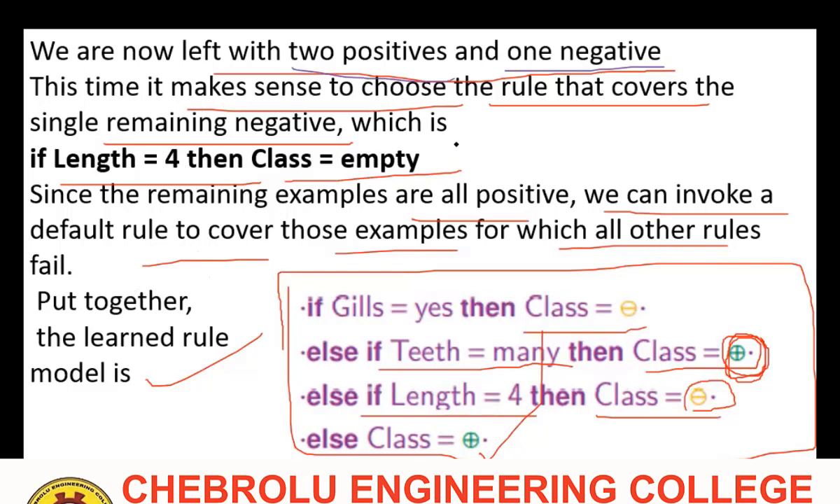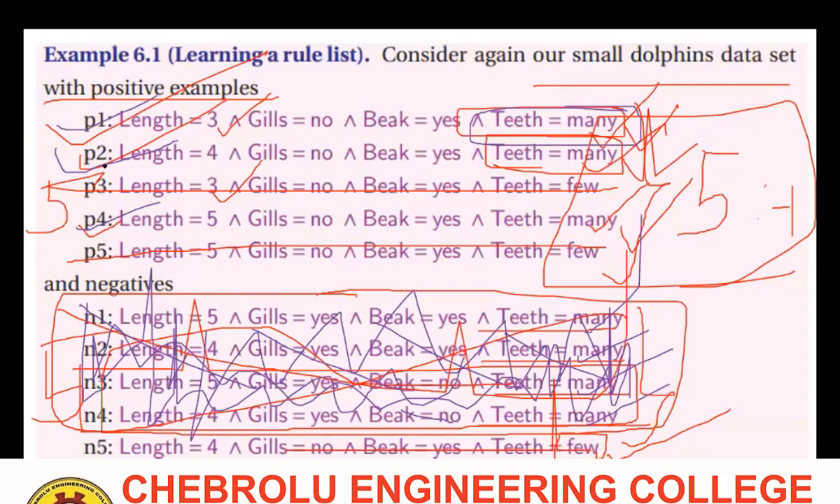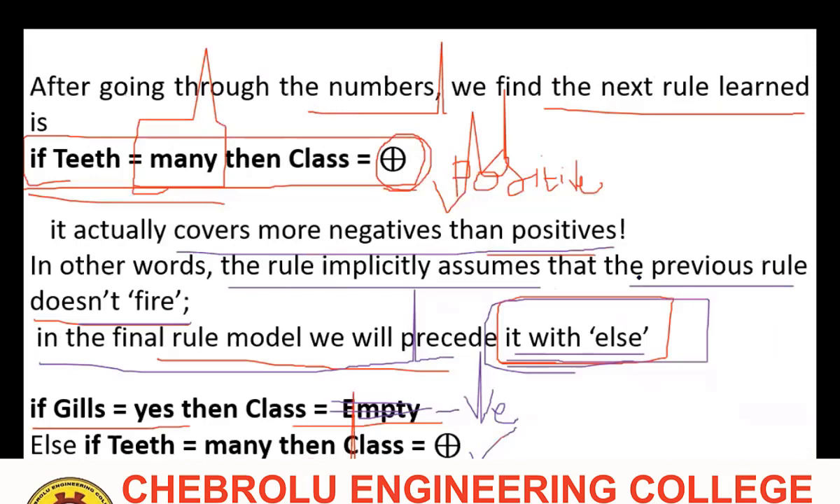What are the 2 positives? This is P3 and P5. What are they? Length equal to 3. If I say here, length is equal to 3, that is P3, and P5. 2 things are there.